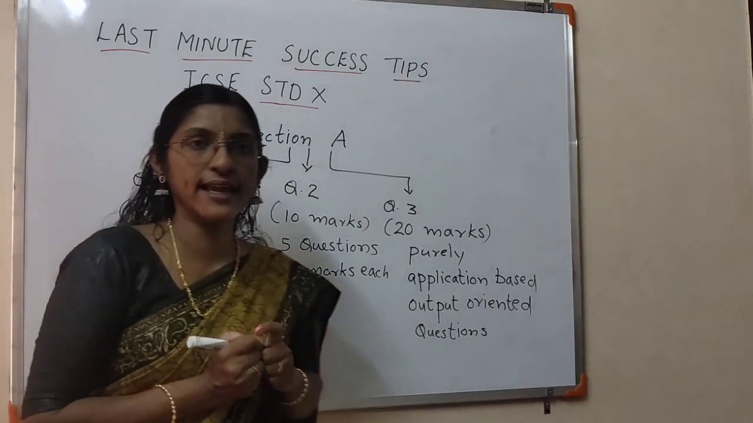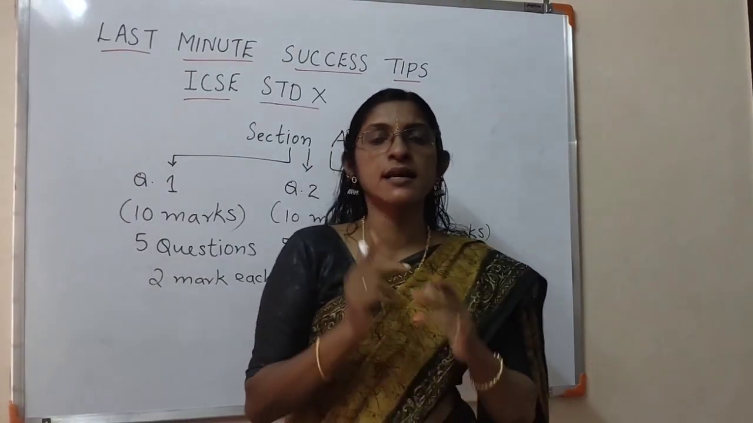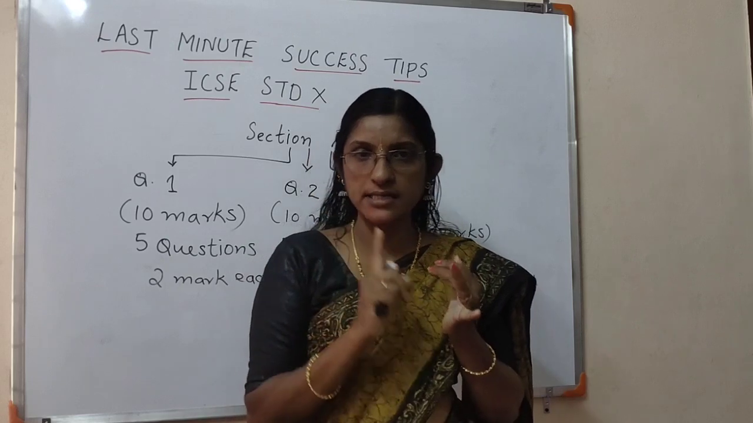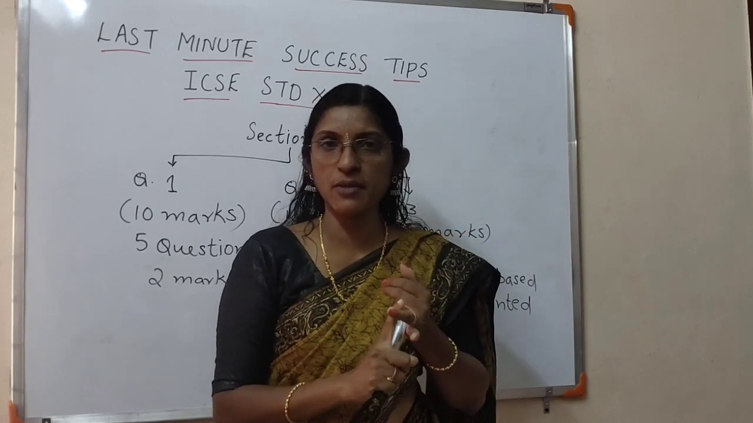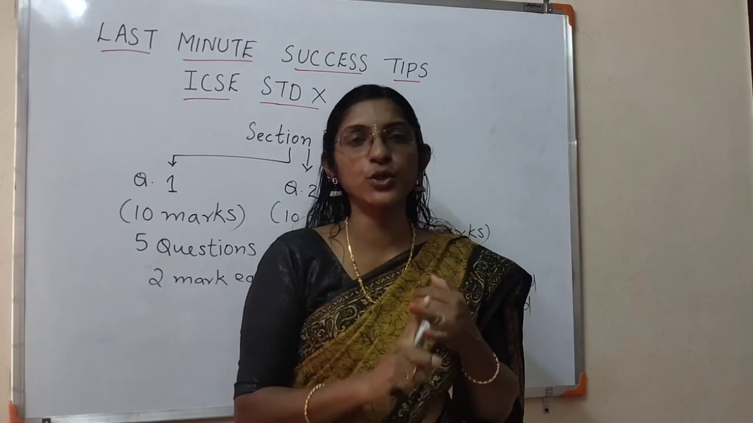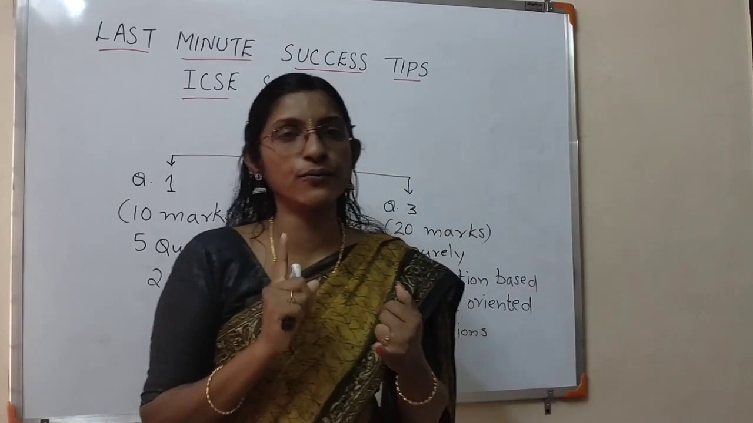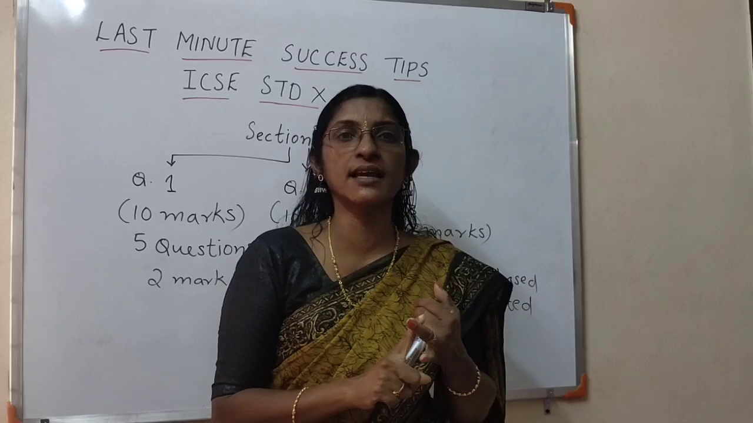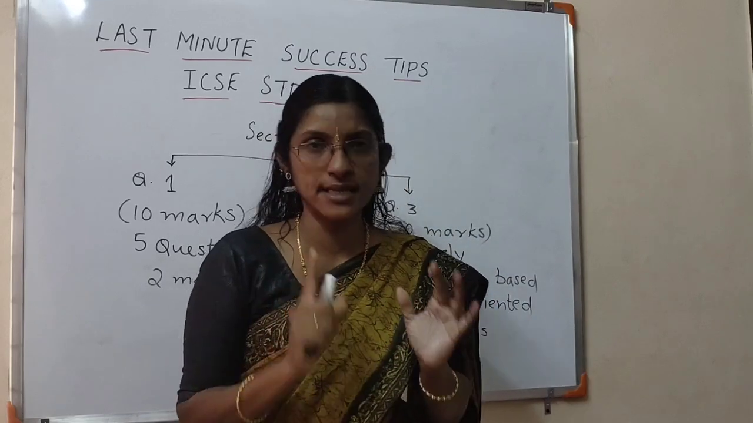So this is section A. In section A, 40 marks. The first question as well as the second question carries 10 marks each. That is each question is of 2 marks, so 2 into 5 will give you 10 marks for the first and second question. There will be no choice in section A.